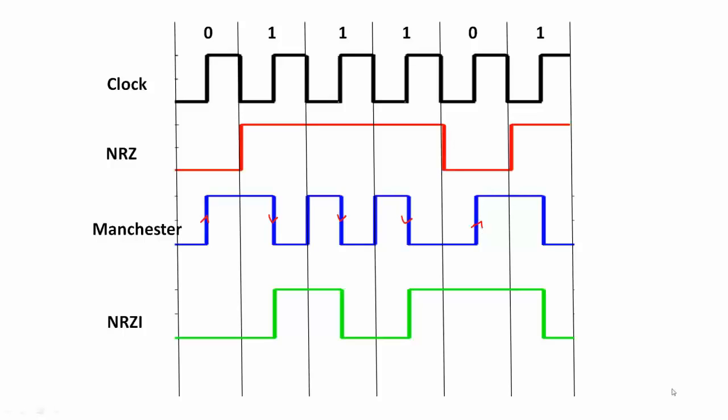Now, do you think this solves baseline wander as well as clock recovery? Now again, look at this waveform carefully and tell me what can be the potential problem with Manchester encoding.